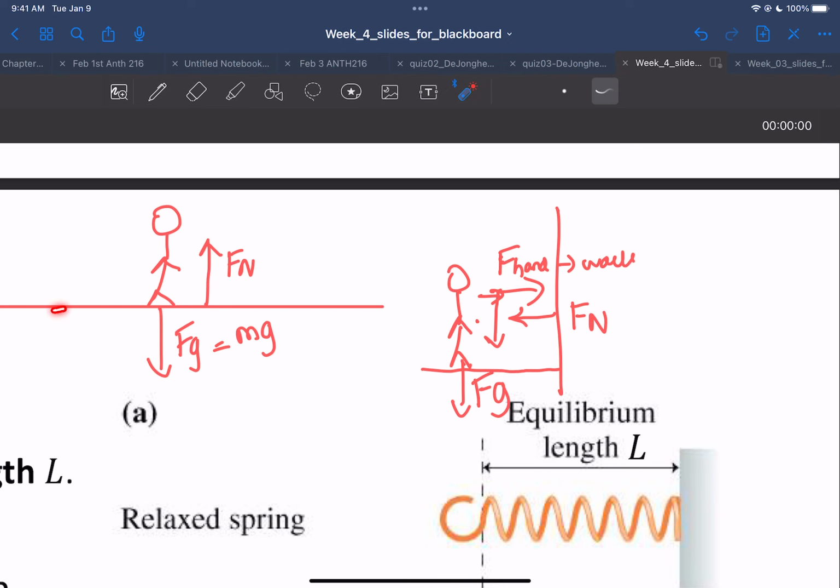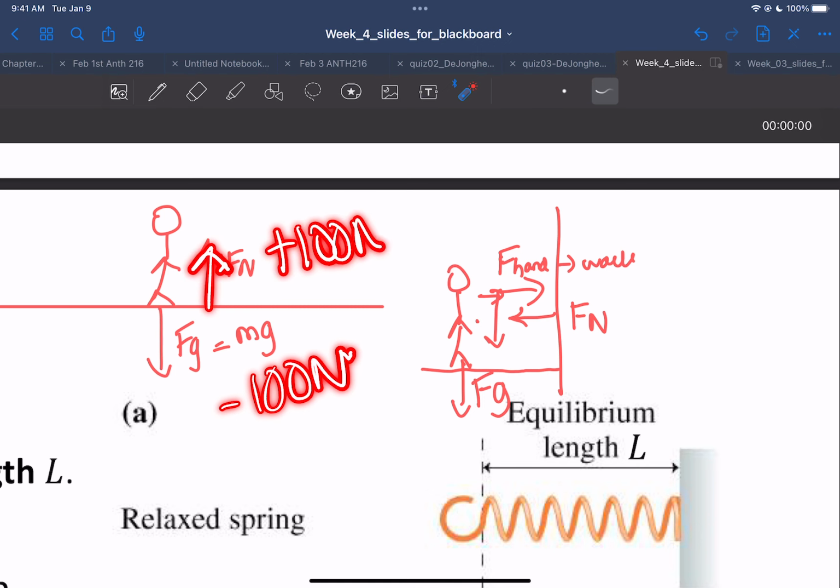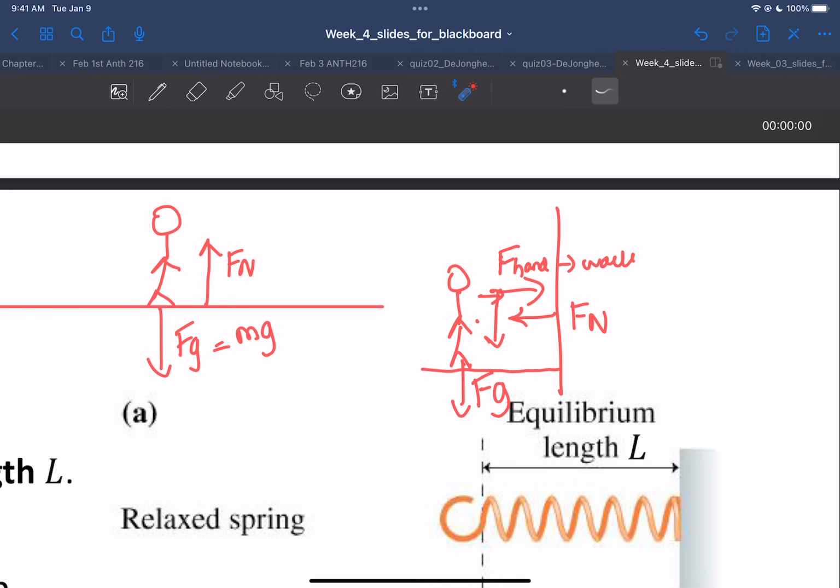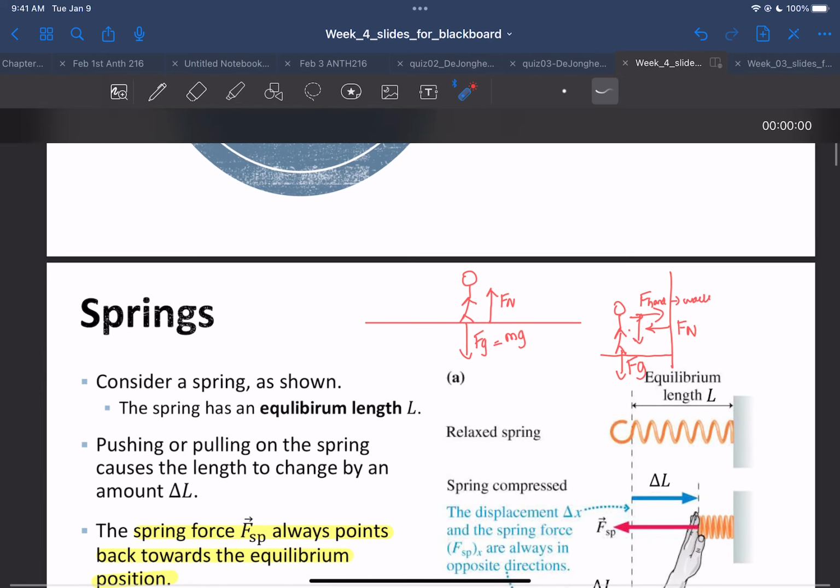Same thing if you're just standing on the floor. If I'm 100 newtons downwards, that would technically be negative 100 newtons because it's along the negative y-axis. Then the floor would exert a positive 100 newton normal force to prevent me from sinking through the floor. Otherwise, if your gravity is bigger, then you'll start sinking. That's the idea of a normal force there.